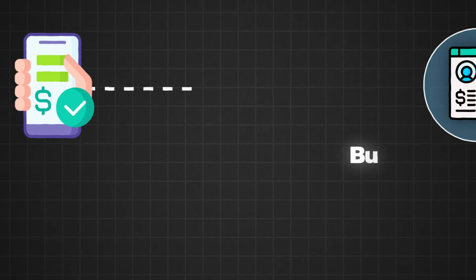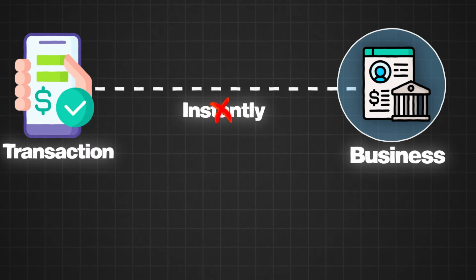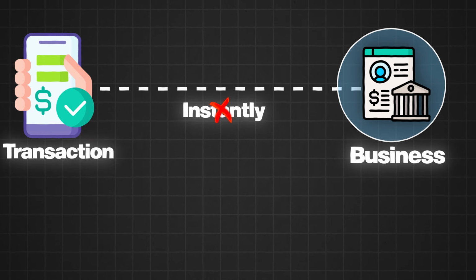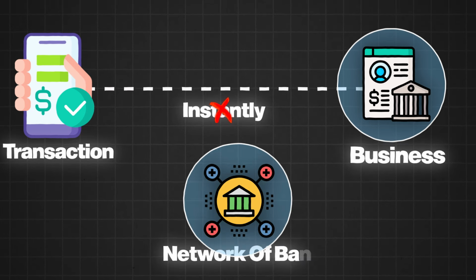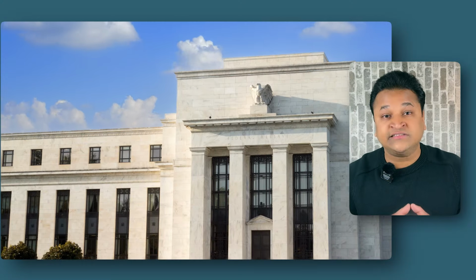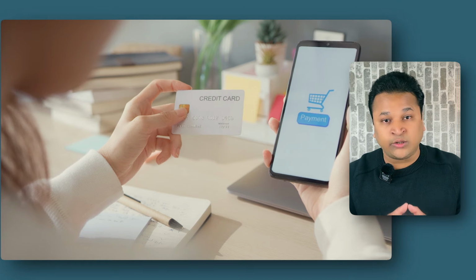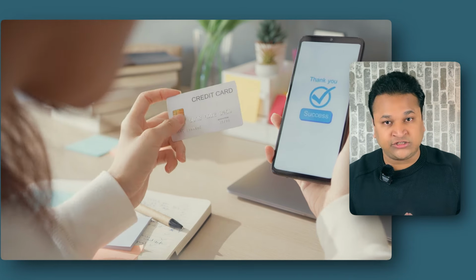Secondly, today, businesses don't receive money into their bank account instantly after a transaction, but instead it can take up to a few days. That's because of the way the network of banks settle transactions with each other. But with CBDC, because the Federal Reserve is the central authority keeping track of everything, transactions could settle right away at the time of the transaction. This will reduce the transaction time and provide businesses access to their money instantly.